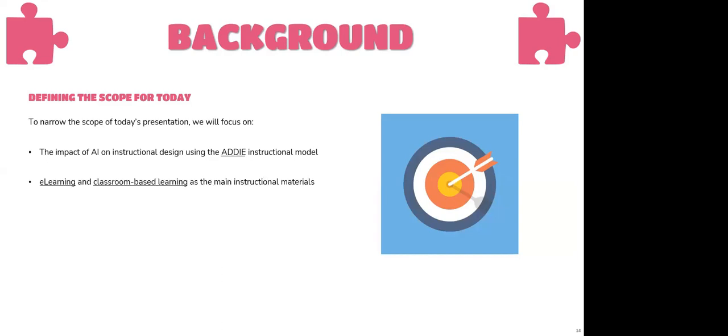Okay, so just to define then the scope for today again. Today we are going to look at the impact of AI on instructional design, and we're going to use the ADDIE model. There's a bunch of different models we have in the world of instructional design. ADDIE again stands for analysis, design, development, implementation, and evaluation. So we're just going to chop up the world of instructional design using that particular model. We're going to look at how AI impacts on each of those areas.